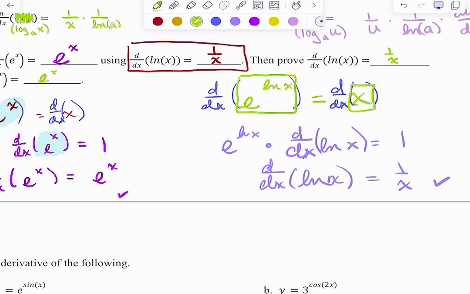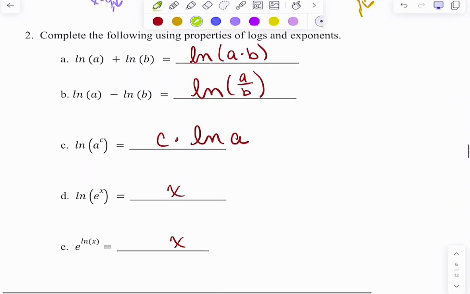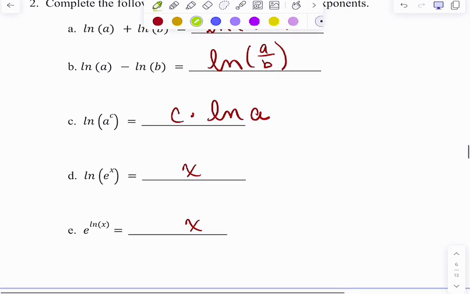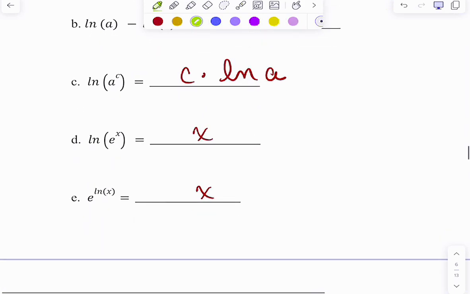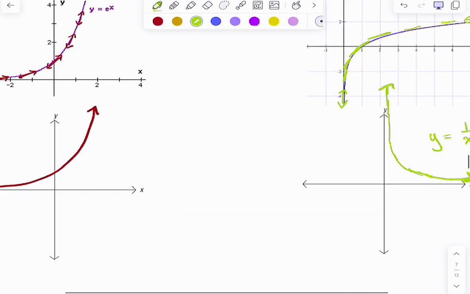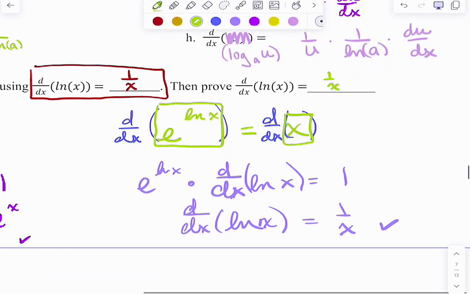Okay? Okay. So like back here. Natural log of e to the x is x. E to the natural log of x is x. Those are things we know from algebra 2. So using that and then taking the derivative, I can show why the derivative equals that. Okay.